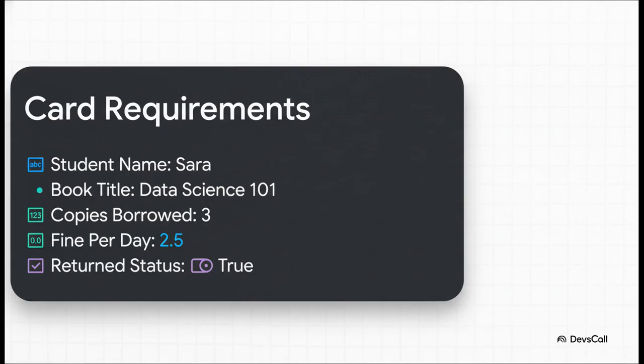And I want you to notice something really important here. We've got different kinds of information. We have text for the name, a whole number for the copies, a number with a decimal for the fine, and then just a simple true or false for the return status. That variety is the key to everything.